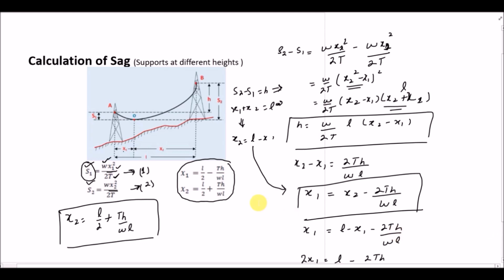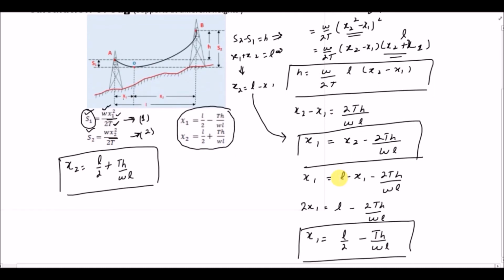Then in the second case we have towers at different heights, so the sag from each tower is different. We calculated two sags, S1 and S2, one from tower A, the other from tower B. In the formula we know the weight of the conductor and the tension, but we don't know the distances at which the sag will occur from the respective towers. So for that we have to calculate X1 and X2, and we calculated it by subtracting S1 from S2, and from there we got the value of X1, which is the distance from tower A to the lowest point of the conductor, and from there we also calculated the value of X2. So if we know the values of X1 and X2, we can easily calculate the sag from either of the towers.